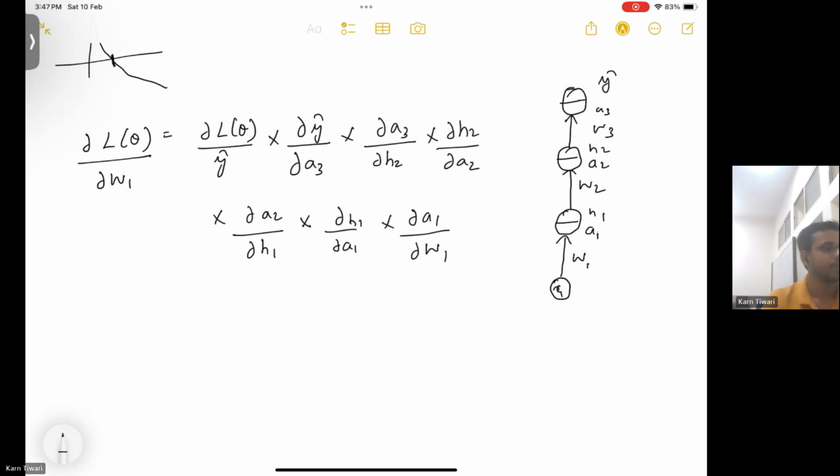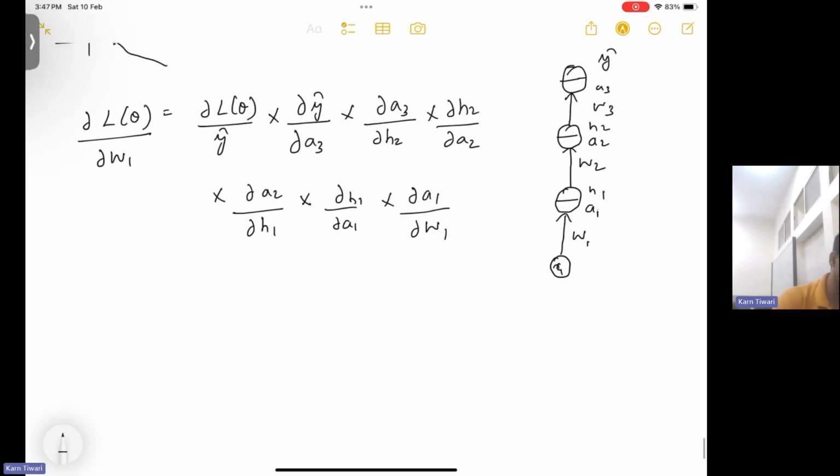So it's just about the chain rule. I guess this is how we basically calculate the gradient backward.